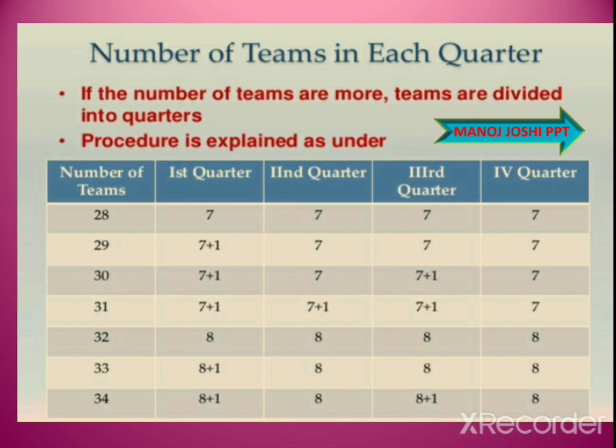In the case of 31 teams, we first make the two halves. So one half will have 16 teams, and the other half will have 15 teams. So the upper half always has the larger number of teams: 16 teams in the upper half, 15 teams in the lower half. Again we divide these two halves further into two halves. The upper half of 16 teams we divide into 8 teams and 8 teams. The lower half has 15 teams, so the upper part will get 8 teams and the lower part will get 7 teams.